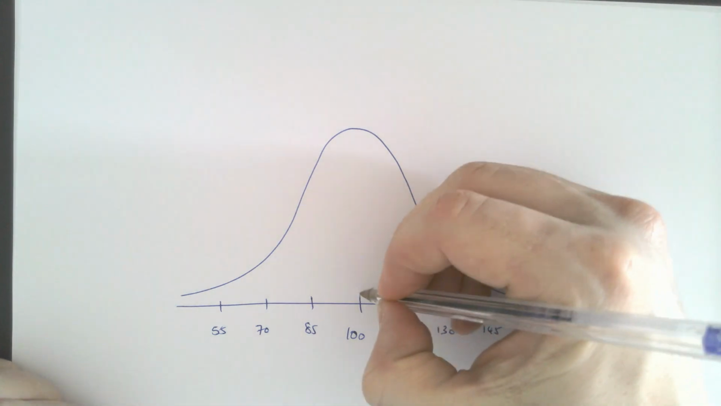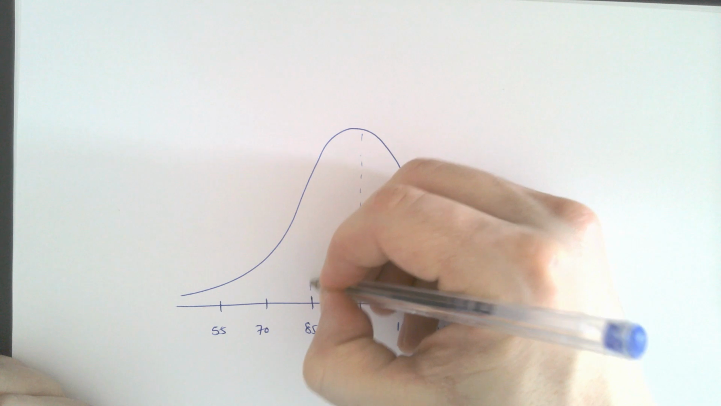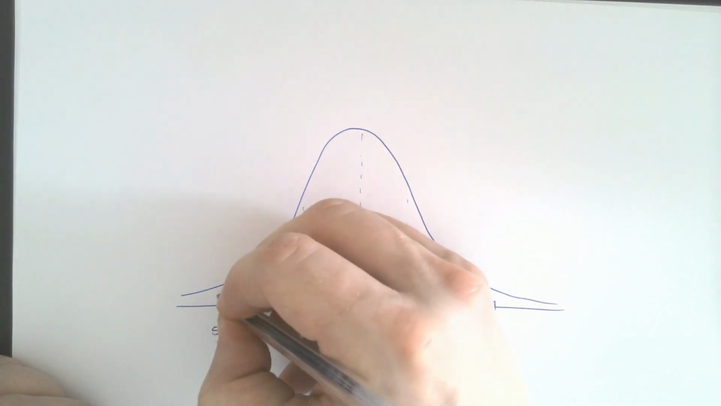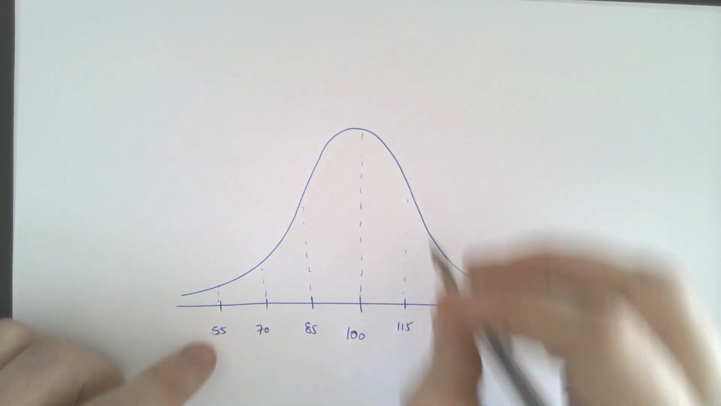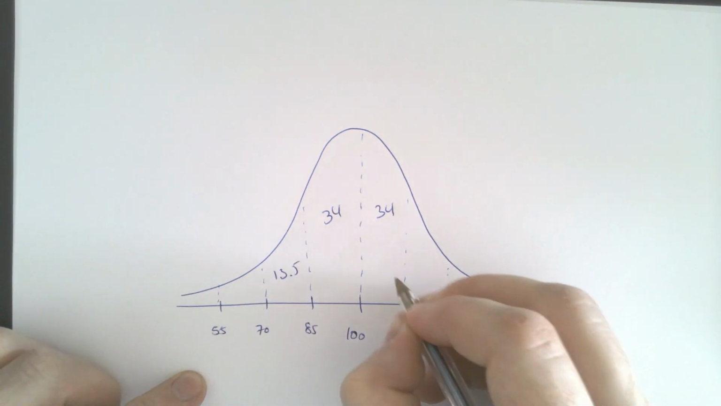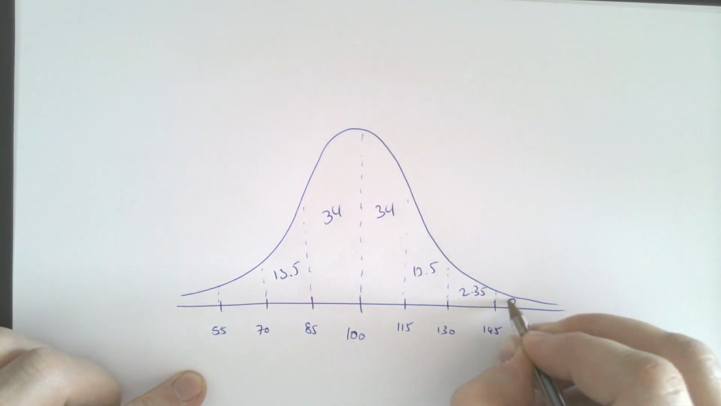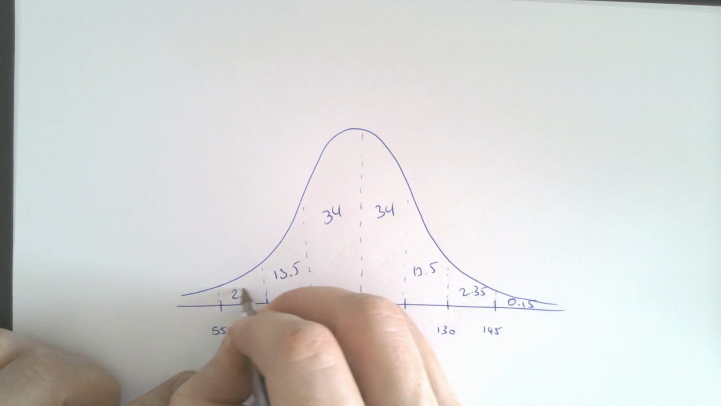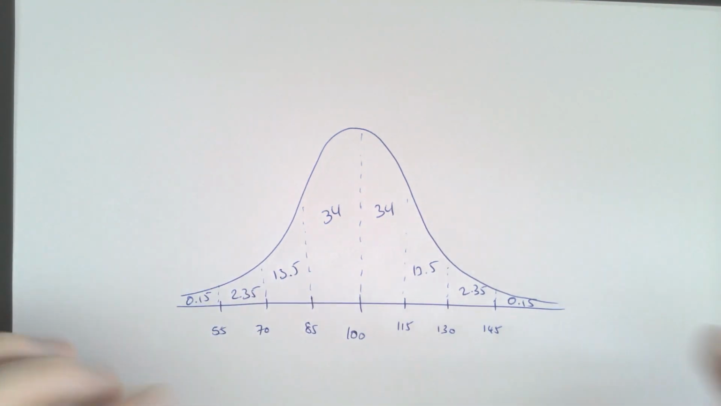Now, next, after I've done that, I wouldn't even read the question yet. I would just take a moment to block out my different areas and mark them. And like I said, these areas out here might not appear, so you'll need to be aware to add them. So this is my 34%. These are 13.5. This is 2.35 and 0.15. And the same over here, 2.35, 0.15. Once I've marked that, I go back to the question.